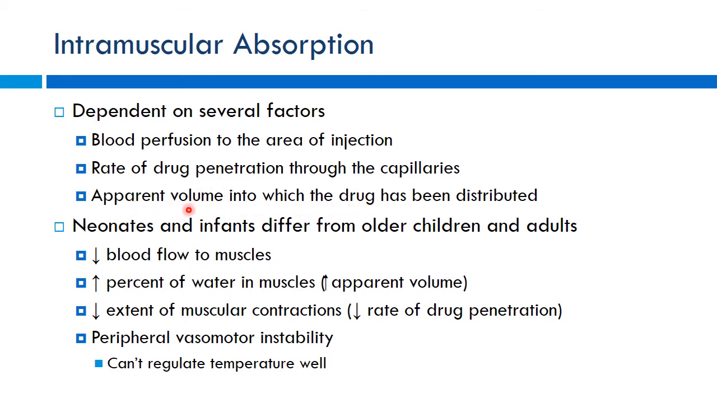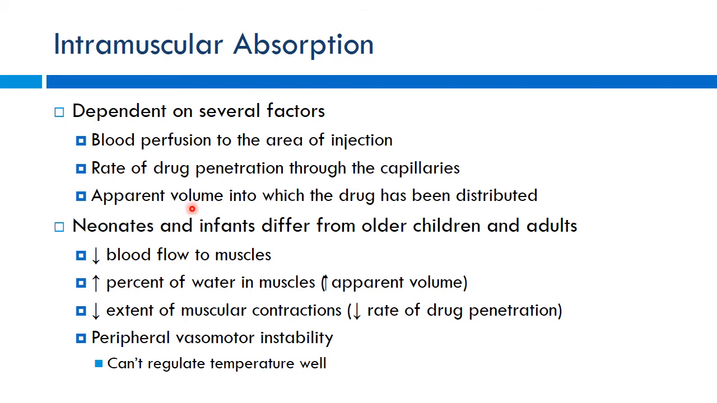So we're going to talk about volume of distribution in infants. We're going to find that, especially in the neonatal period, they're going to be basically big bags of water. So we're going to look at why that is in a minute. But they have a very high amount of body water compared to an adult patient, and so this can affect the volume of distribution pretty significantly.